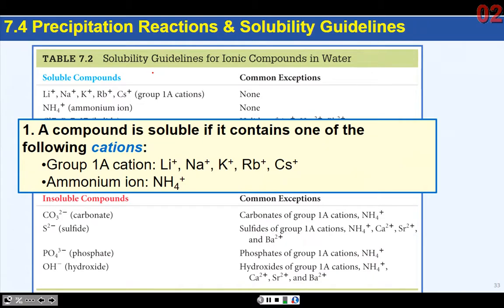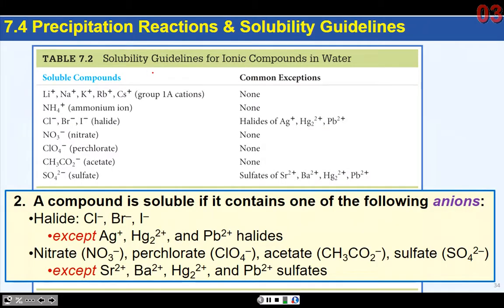The top group is notable to say that a compound is going to be soluble if it contains one of those cations from group 1A. So lithium, sodium, potassium, rubidium, cesium. All of those are going to be soluble routinely. No exceptions. That's helpful. In addition to that, another cation, the ammonium ion, is always soluble. You don't have to look for exceptions for those. They will be readily soluble regardless of where you find them.